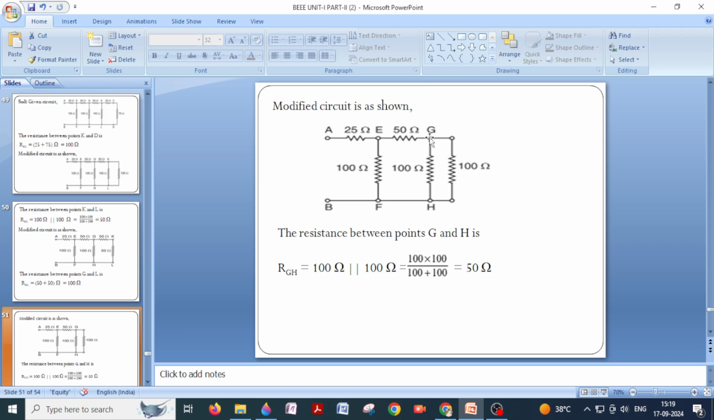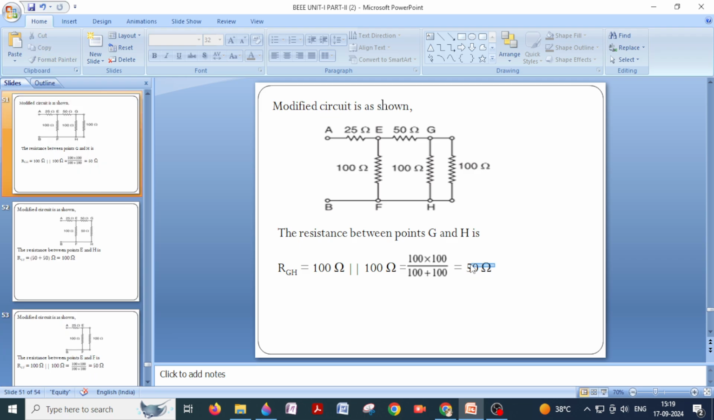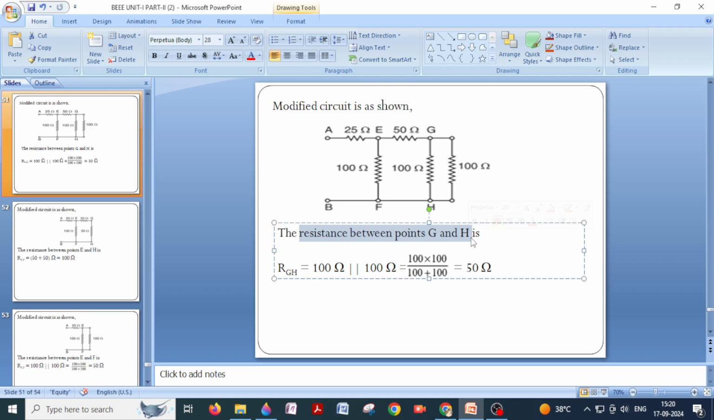Now if current enters at node G, what will happen here? Current will divide into two parts, and some part of current will flow through this 100 ohms, another part will flow through this 100 ohms. Okay, so these two 100 ohms resistors are connected in parallel because current is dividing here. So you just simplify it, you will get 50 ohms resistance. So the equivalent resistance between G and H is 50 ohms. So instead of drawing these two resistors, you can replace them by a single resistor of 50 ohms.